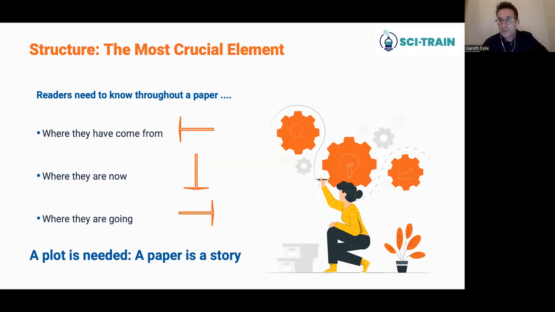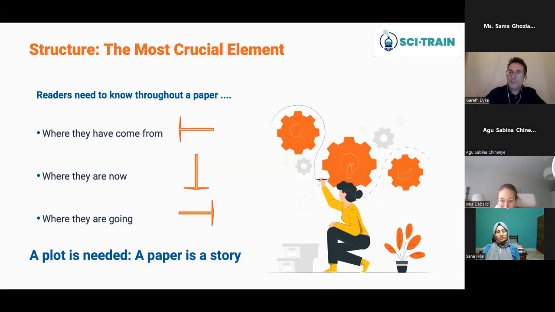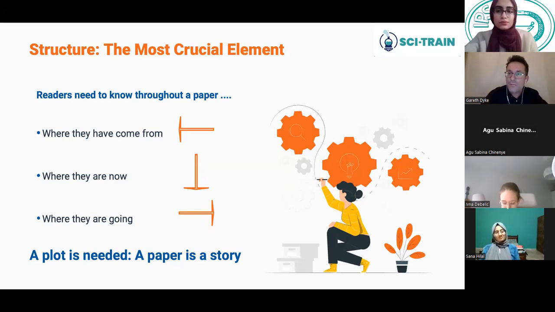It's no different to reading a detective story. I'm a huge Agatha Christie fan. You've got to know where you are, where you've come from, and where you are going. Your readers are the most important people in academic publishing, because your readers are going to cite your work. So we don't write papers for ourselves. We don't write them for our parents as presents. We write them for our readers.